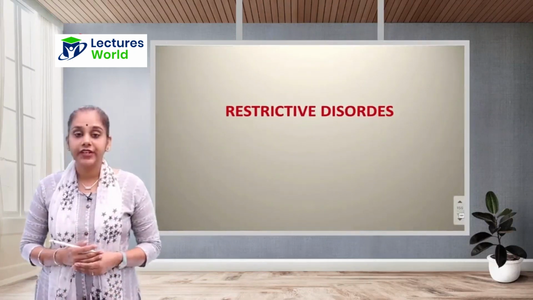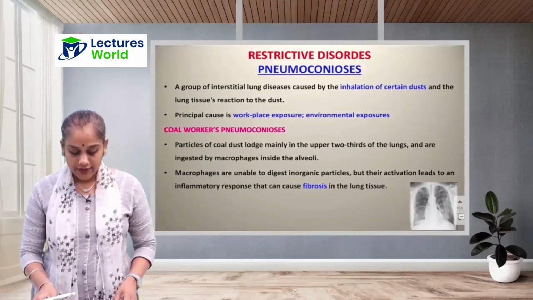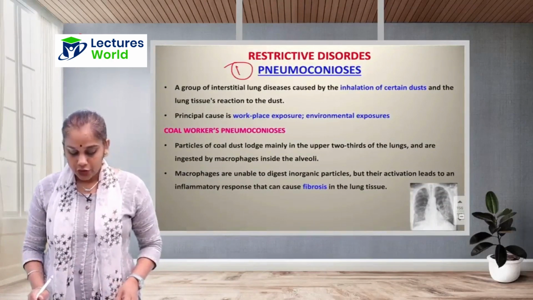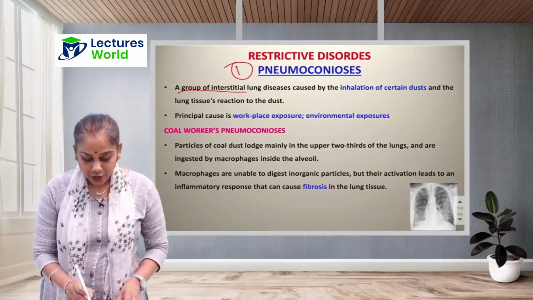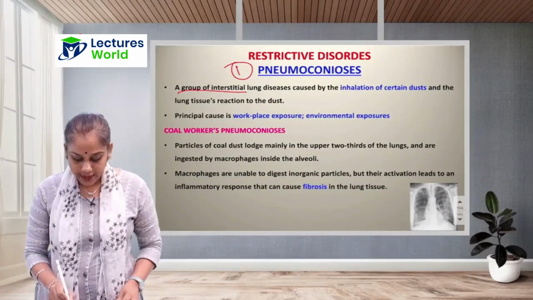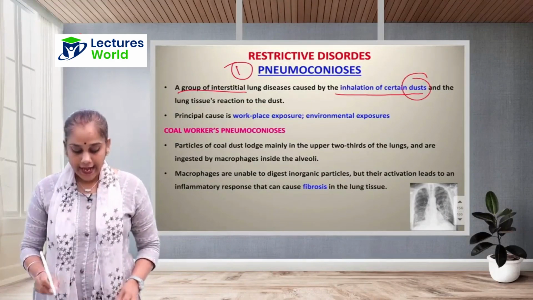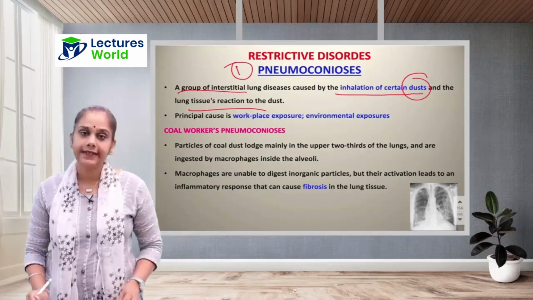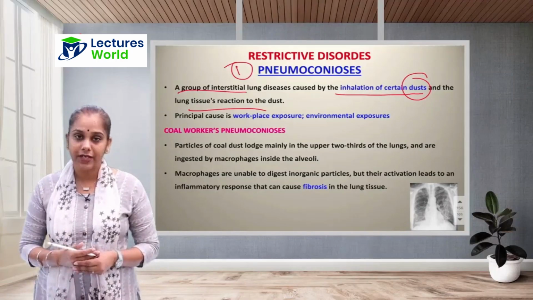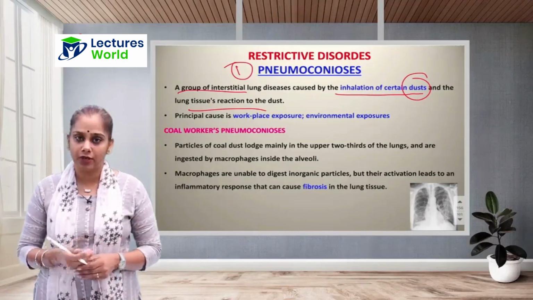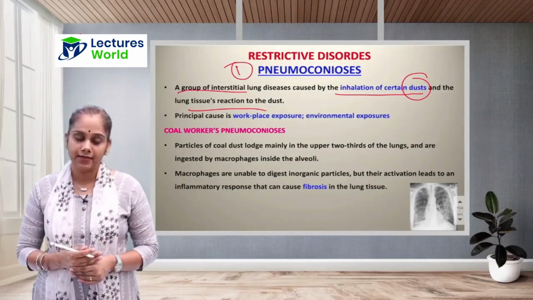Now we will see the restrictive disorders. The first one is pneumoconiosis. This is a group of interstitial lung diseases caused by the inhalation of certain dust and the lung tissue's reaction to the dust. These diseases occur because of the inhalation of particular dust, as well as the allergic reaction to the dust.